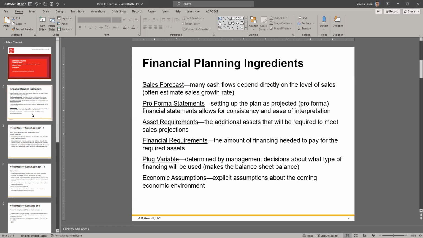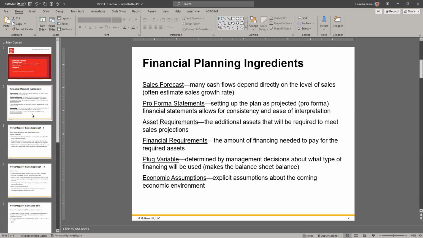Sales forecast. Many cash flows in a company, and cash flow is key in finance, depend directly on the level of sales, and is often estimated by sales growth rate. So as sales go up, hopefully, cash should go up, and vice versa. If sales go down, then you should expect a decrease in cash flows.